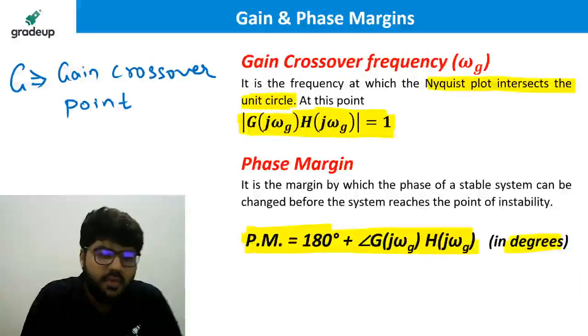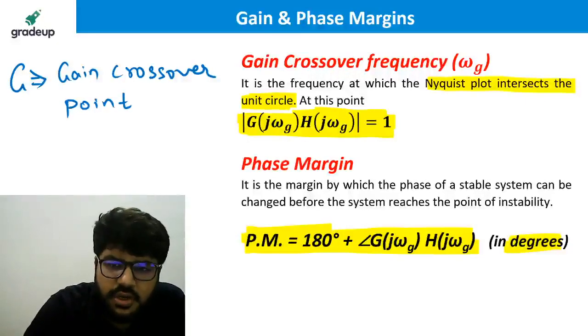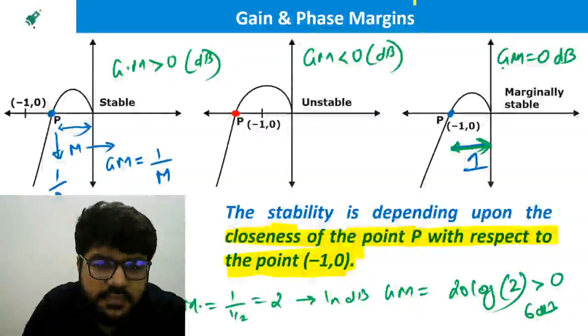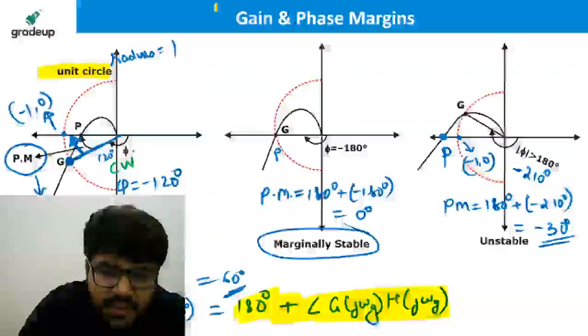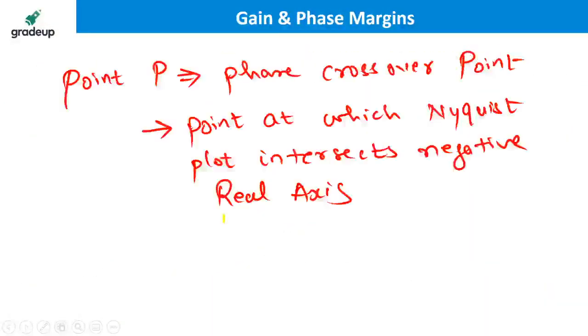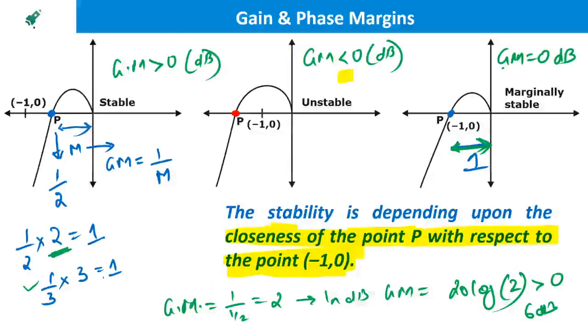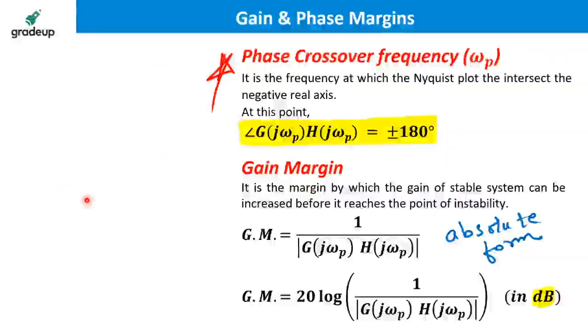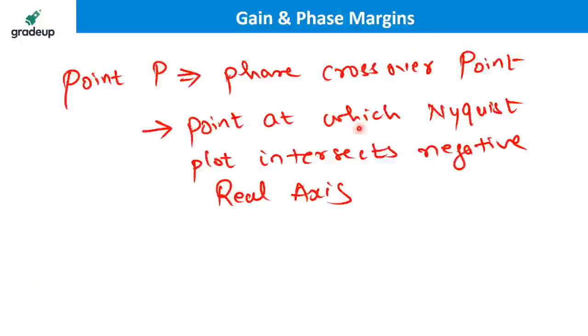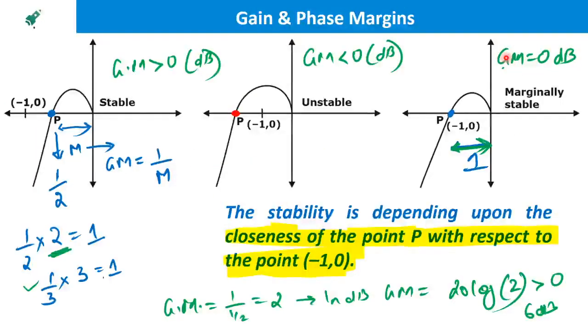Look at these points also. What we have observed for a stable system: gain margin was positive, and the phase margin is also positive. The phase margin 60 degrees, that is positive. For an unstable system, what was my gain margin? Negative. Here, the unstable system phase margin is also negative. For a marginally stable system, phase margin is 0. What was my gain margin? That is also 0, 20 log 1 is 0.